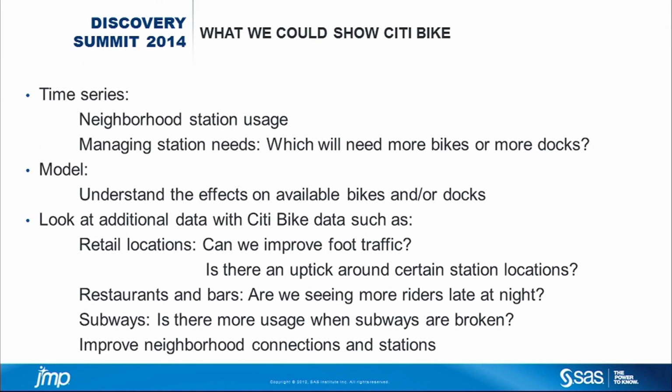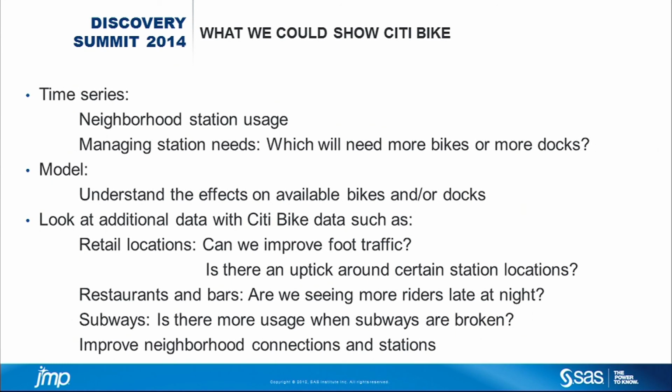And then we could look at additional data with City Bike. Retail locations. Can we improve foot traffic at certain stores? Is there an uptick around certain station locations, subway stations? Do people take a subway or a train and come in and pick up a bike and go? Restaurants and bars. Could we do something with a restaurant and bar? We give you a coupon instead of, well, take a cab or ride your bike. I don't know. That could be dangerous, but you can put incentive programs in place to get people to use them more.